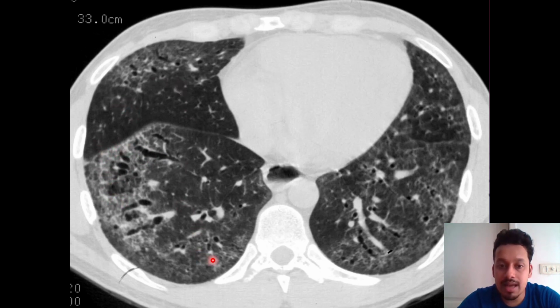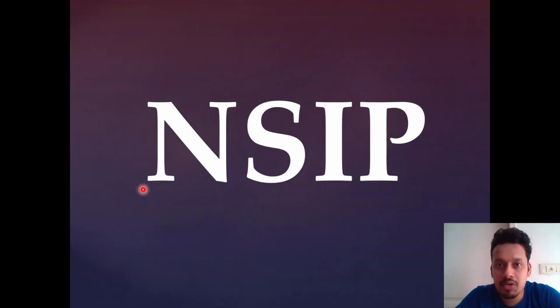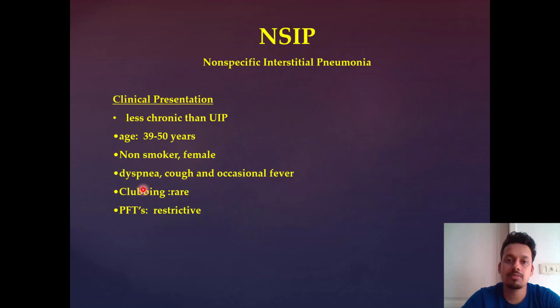What you can see is there is absence of honeycombing. In the other case we saw that there were subpleural, basal, multiple honeycomb cysts. This is characteristically absent in this disease, which is non-specific interstitial pneumonitis. This is a less chronic disease than UIP, and the age is around 40 to 50 years. It occurs predominantly in non-smokers and in females, in contrast to IPF.